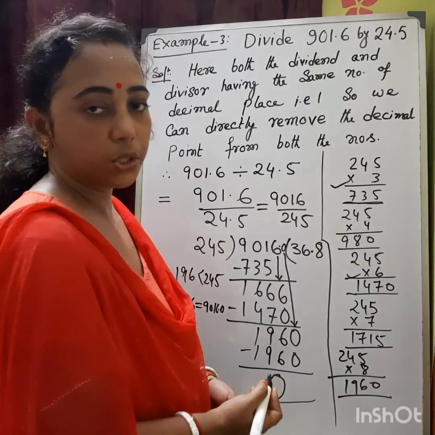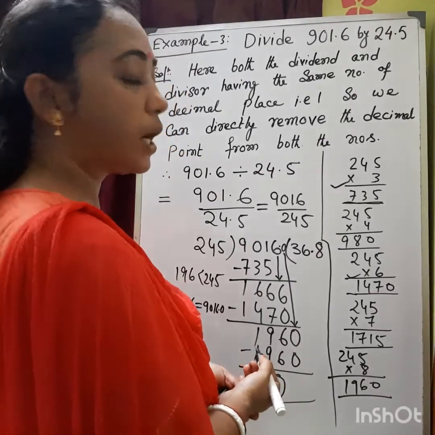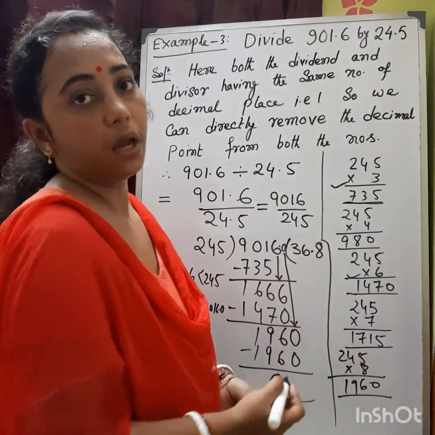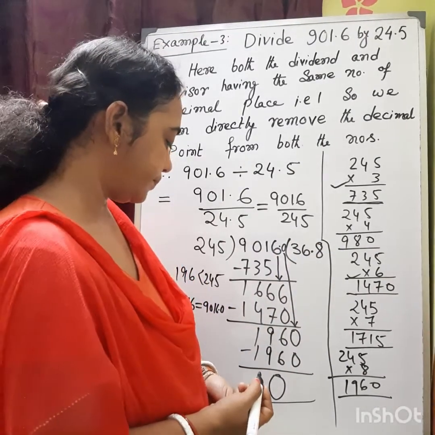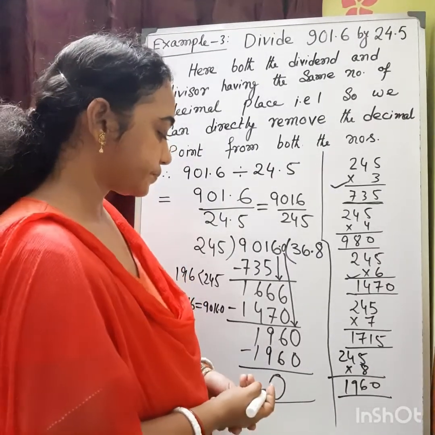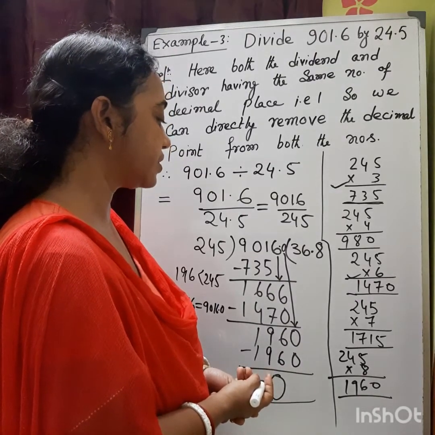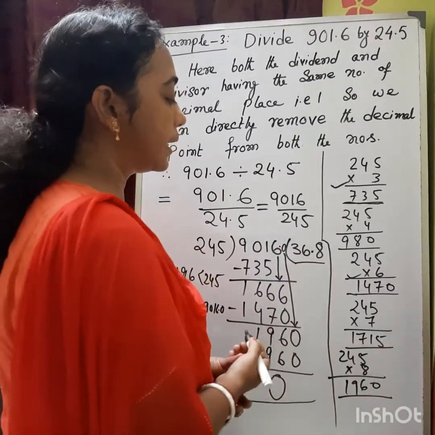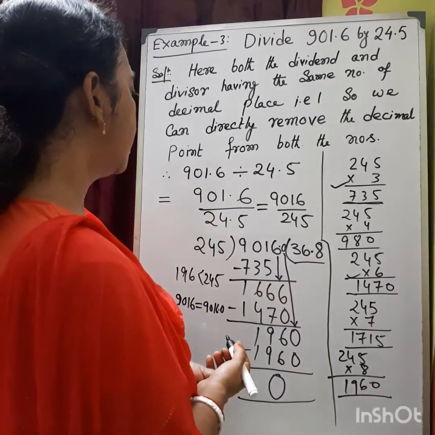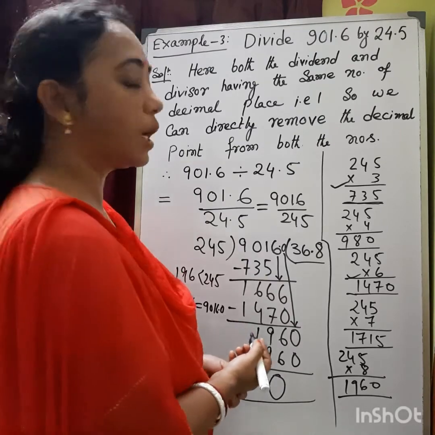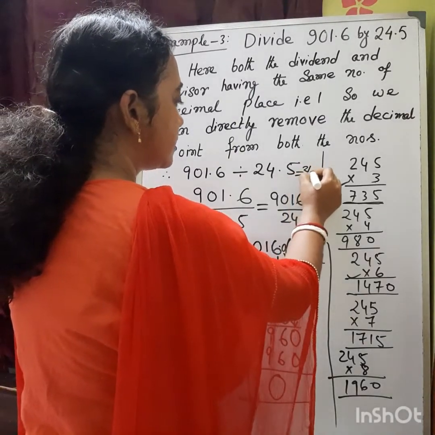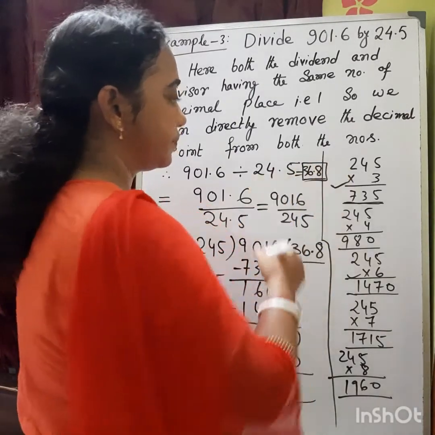But if we are not getting 0, then we will continue the process until we get the remainder 0. For that case, we will put as many zeros as are required to continue the division. In that case, the value of the whole number remains unchanged. So after completing the division, we get the quotient as 36.8. So we can say that when we divide the decimal number 901.6 by 24.5, we get the quotient as 36.8, which is the required answer.